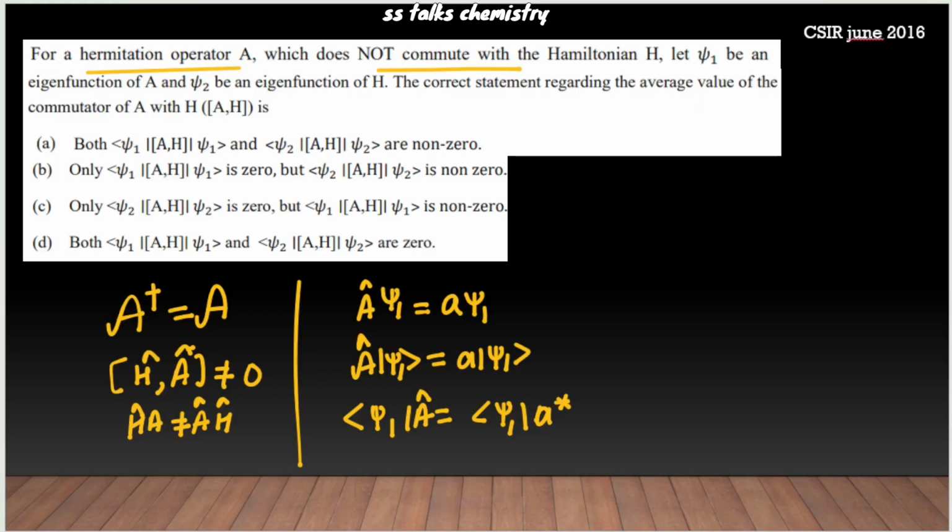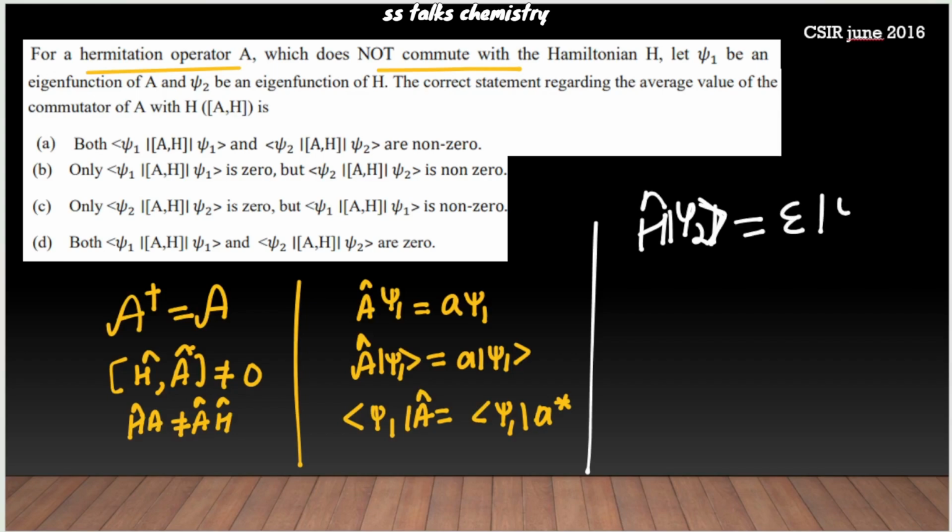Right? And psi2, they are saying, is the eigenfunction of the Hamiltonian. What does it mean? If the Hamiltonian operator is applied upon the wave function psi2, this gives me the eigenvalue, which is the energy. So we are getting the energy like this. And in the ket and bra notation, if you apply the Hamiltonian on the wave function psi2, you will be getting the energy value.